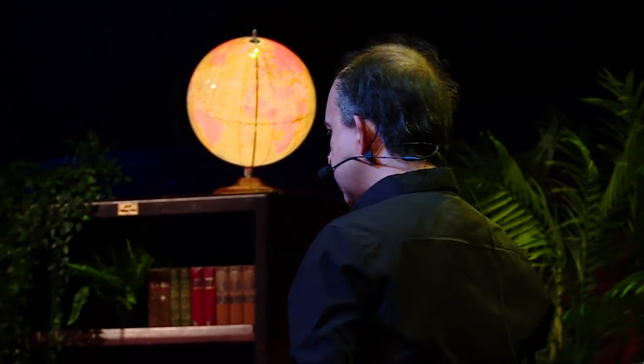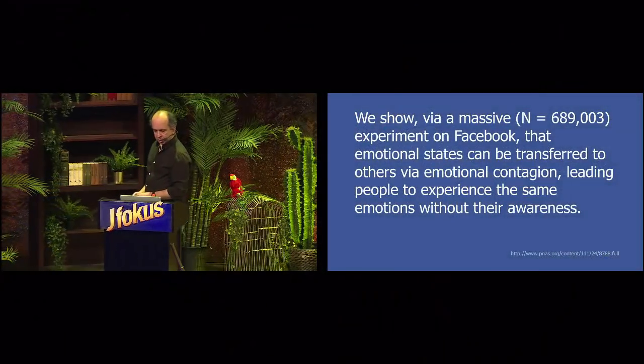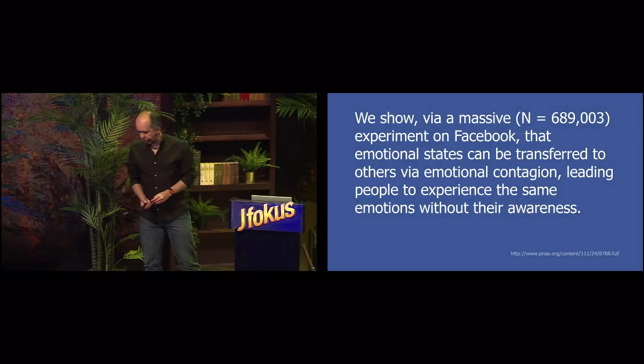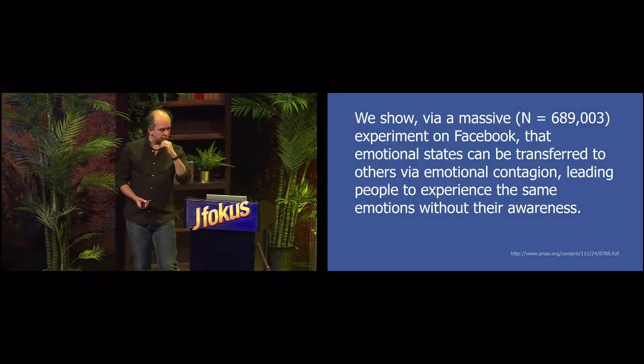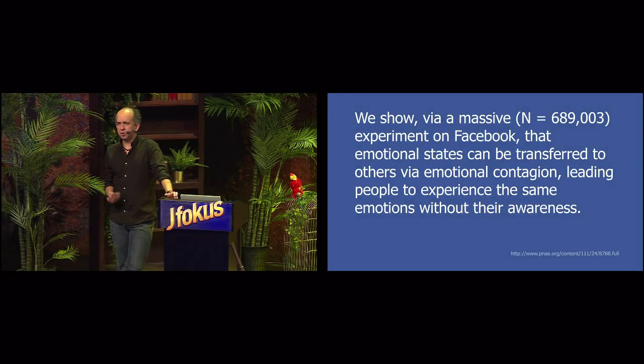The problem is, we need to be very careful with this, because this experiment was run by Facebook a couple of years ago. I'm just picking on Facebook. This is a 2012 experiment. I'm just picking on Facebook because everybody knows about them, and a lot of people often go, well, we're not Facebook. We're all good and stuff like that. We show via a massive n equals 689,003. Basically, that's 700,000 people who were involved in this experiment, and they didn't know it.